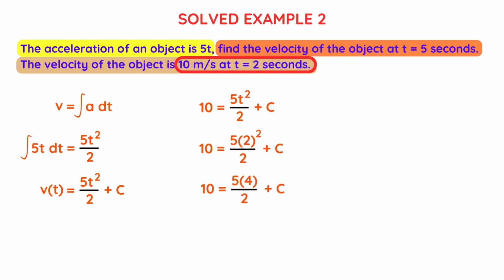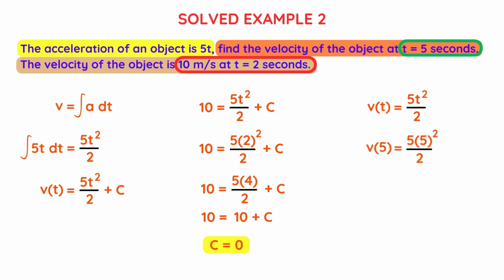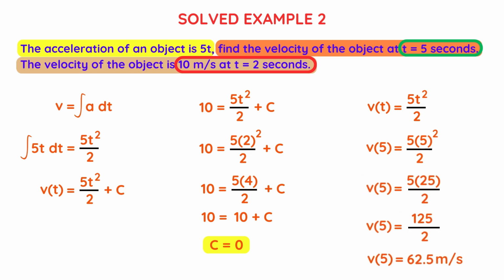Simplifying this, we will get the value of c as 0, so the velocity function becomes 5t squared over 2. So we can find the velocity at t is equal to 5 seconds by substituting t is equal to 5 into this equation. So v5 becomes 5 times 5 squared over 2. Simplifying this, we get v is equal to 62.5, so the velocity of the object at t is equal to 5 seconds is 62.5 meters per second.